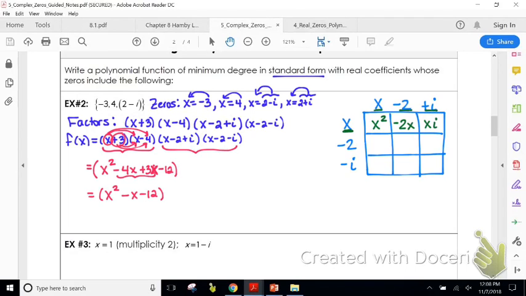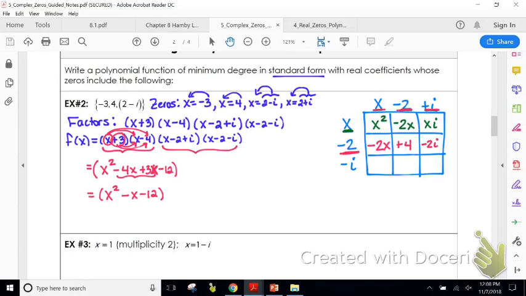And then I'm going to go to my second row, first column. So I'm going to take the -2 there and the x to get it. So -2 times x is -2x, and then we'll go across, so I'm going to go to the next one. So -2 times -2 is 4, and I'm still going across, so -2 times i is -2i, okay.